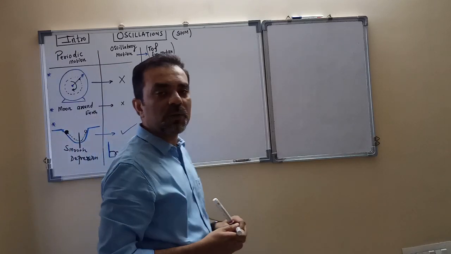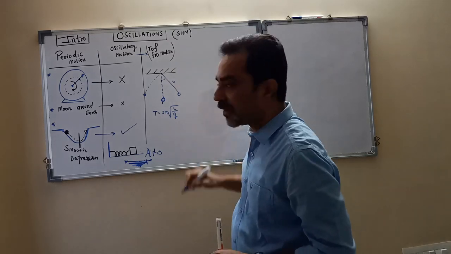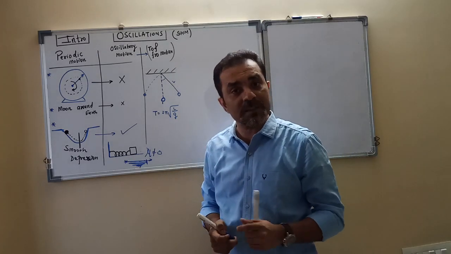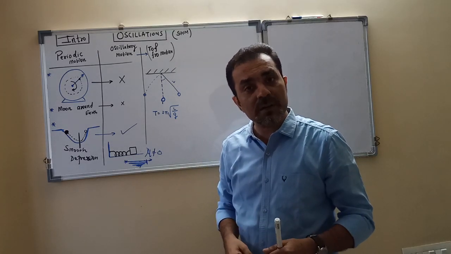T is equal to 2 pi root of L by G, where L stands for its length. तो ये time period define करना मतलब what? It is periodic. How is it periodic?